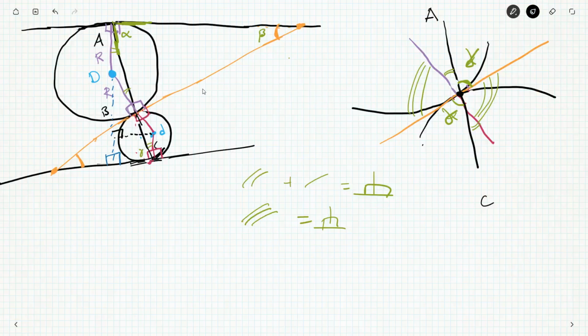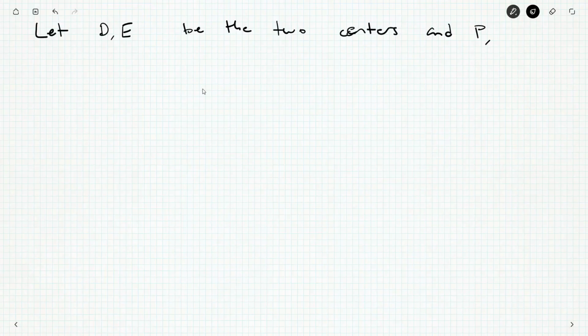Okay, so what did I need? I needed that these two angles were the same, and we had them add up to 90. Alright, so I think we can do this. I don't know, let's change it to D and E so they're capital letters. Usually we want points to have capital letter names. Be the two centers. And P and Q... No, it's A and C, they already had names.